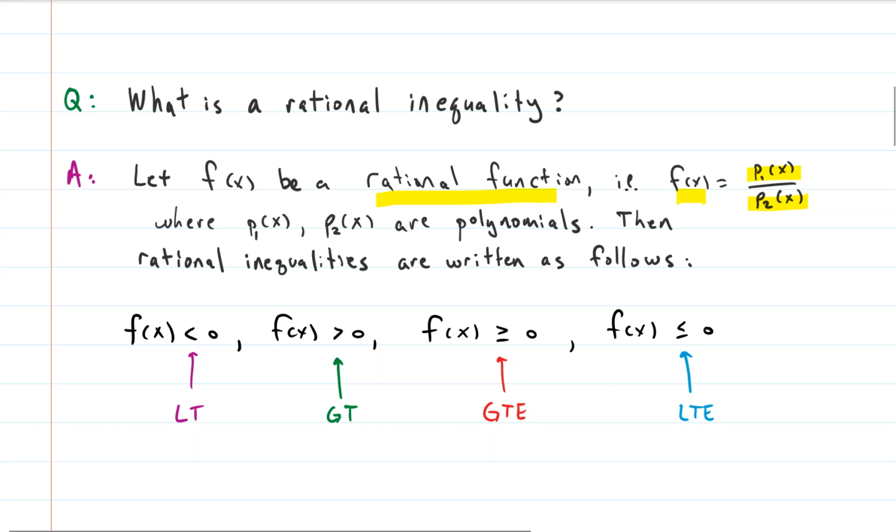So if you set that equal to 0 or some constant, you'd have a rational equation. But if we introduce inequalities, so less than, greater than, greater than or equal to, or less than or equal to, instead of an equal sign, then we have a rational inequality. So if we let our function f be a rational function, then that rational function less than 0, greater than 0, less than or equal, or greater than or equal, those are all rational inequalities. So it's not as bad as it sounds.